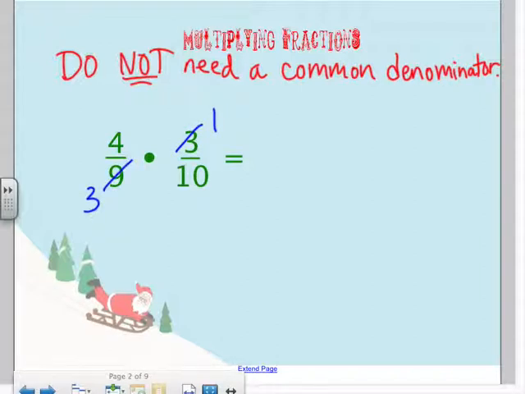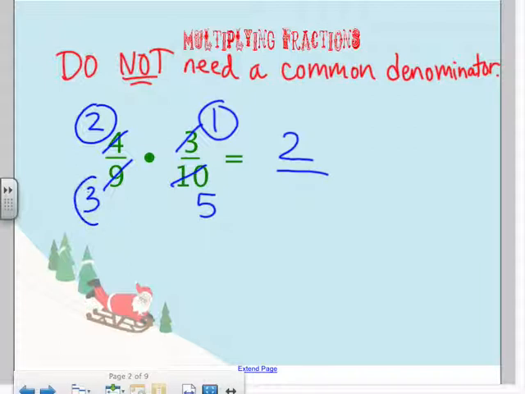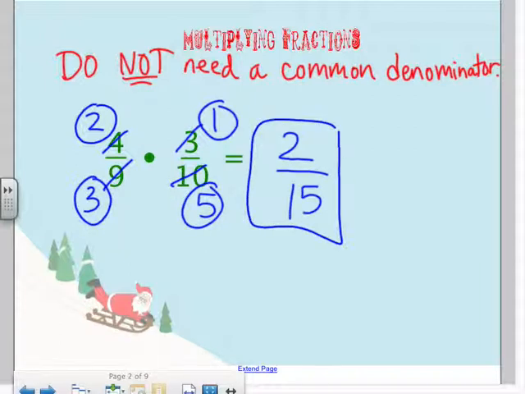Same for 4 and 10. They can both be divided by 2, so I'm going to divide them by 2. I get 2 and 5. So I look, in the numerator I have a 2, but it doesn't go into 3 or 5, and I have a 1, so that's as simplified as it can be. At this point, I have no more simplifying I can do. And now I'm going to multiply what's in the numerator now. 2 times 1, I get 2, over 3 times 5 is 15, and that's my answer, and it's simplified.